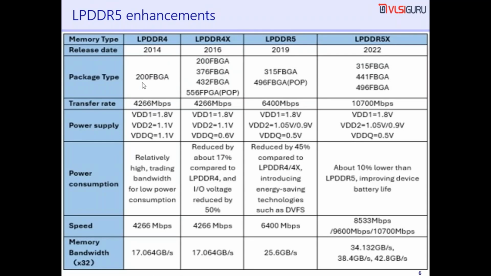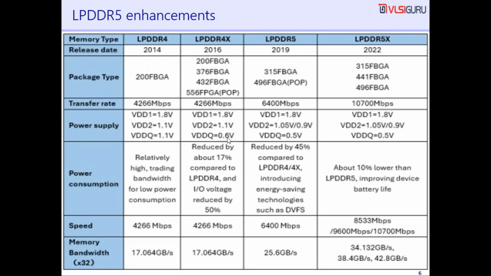For the package type, LPDDR4 used 200 FPGA, and 4X used either 200, 376 or 432, 556. LPDDR5 used 315 or 496 FPGA. 5X used 315, 441, 496. For transfer rate, LPDDR4 supported transfer rates of 4266 megabits per second. 4X also supported the same. The only major improvement from 4 to 4X was with respect to power optimization, where it was working at 1.1 volts.